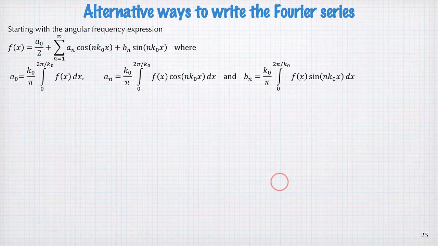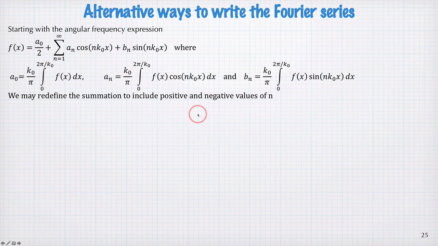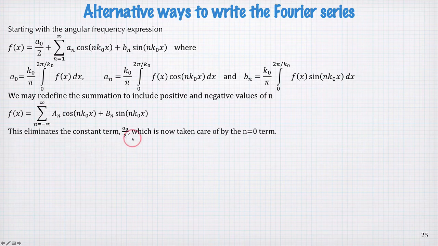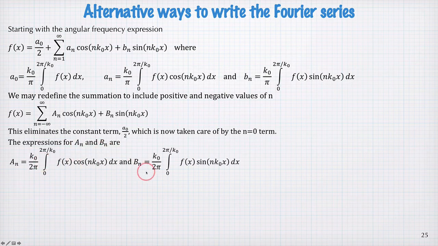Starting with our angular frequency expressions again, like this, we can redefine the summation to include positive and negative values of n. So the sum here is going from 1 to infinity. Well, we can define it as a sum from negative infinity to plus infinity. And in this case, we eliminate the constant term out the front because that's now taken care of by the n equal to 0 term, because when n equals 0, this cosine is 1, and the sine term here becomes 0. The expressions for a_n and b_n are these integrals here.